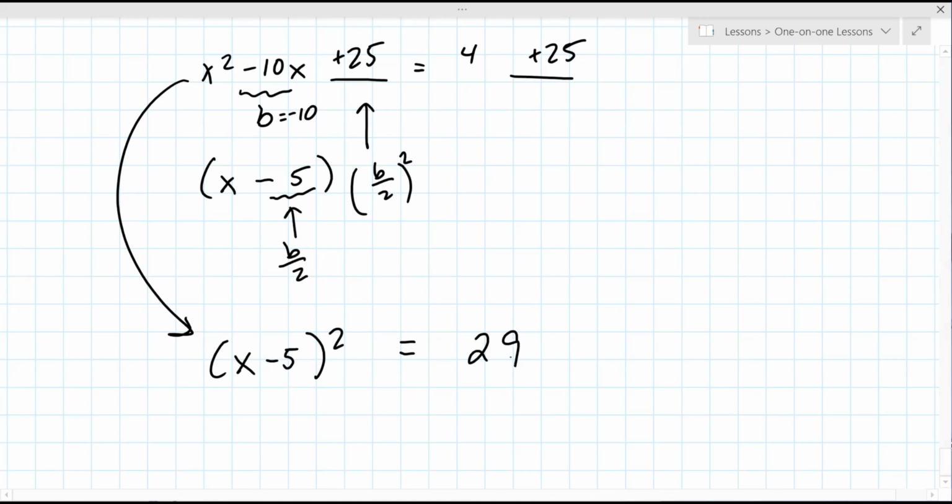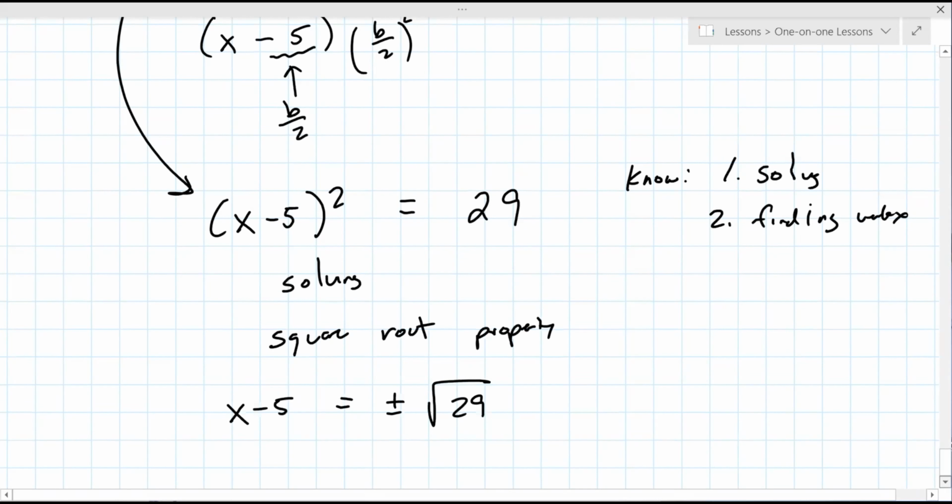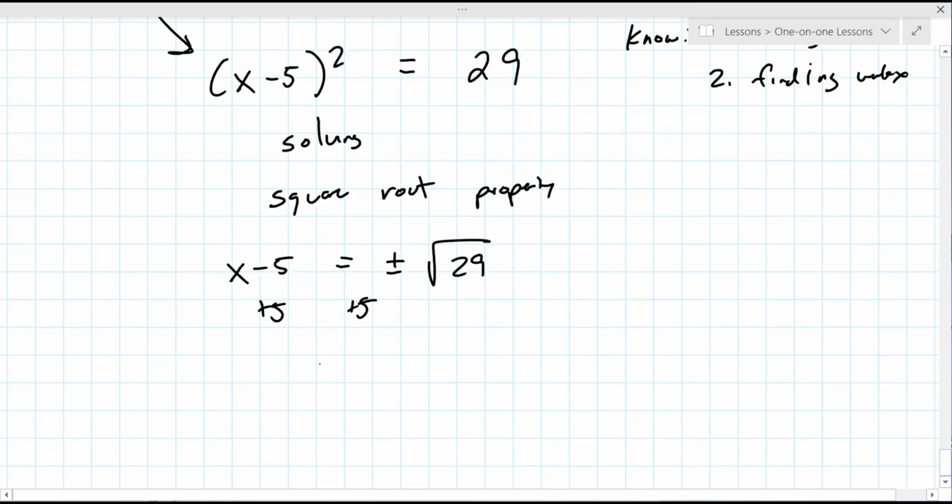Do we just put 29 on the other side or leave it like that? So this is where you have to know, and the instructions tell you whether 1, you're solving, which is what we're doing, or 2, you're finding the vertex. That's usually the most common thing that they would ask for. So for solving, you're going to use the square root property, which just means to take the square root of both sides. So it's x minus 5 equals plus or minus the square root of 29. Add 5 to both sides. So x equals 5 plus or minus the square root of 29.